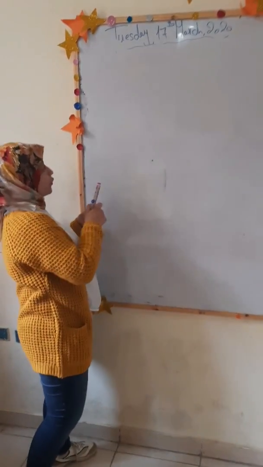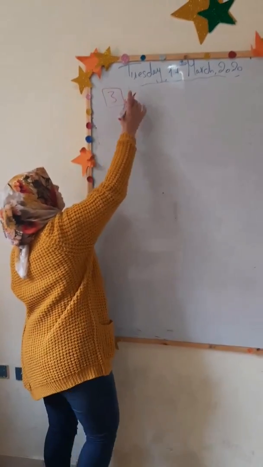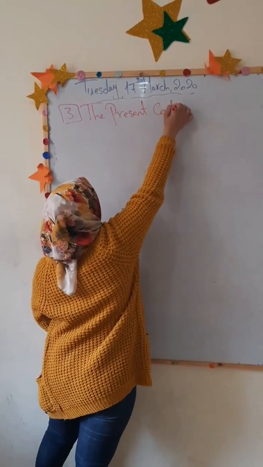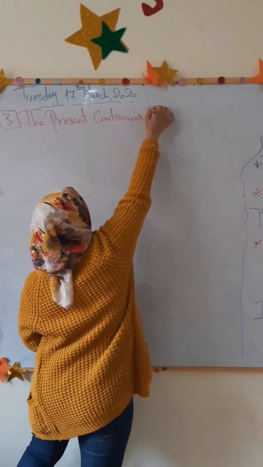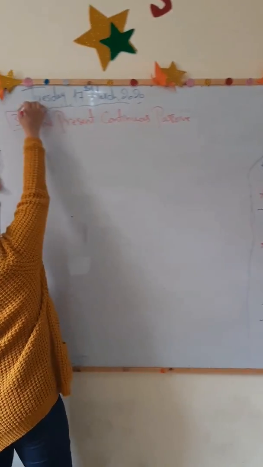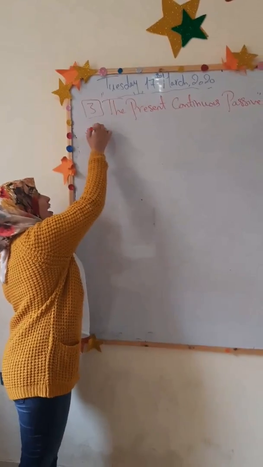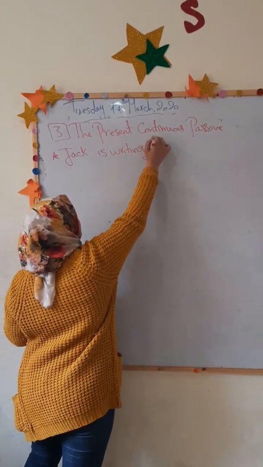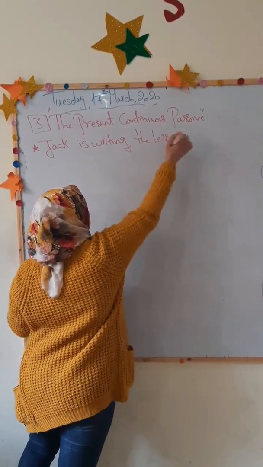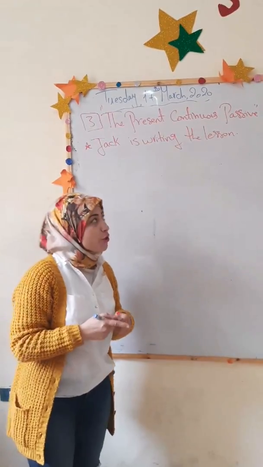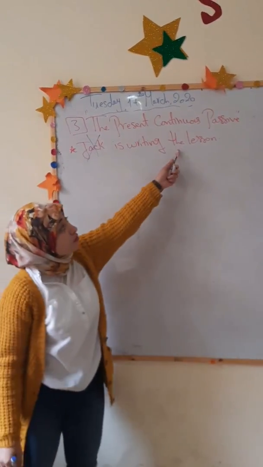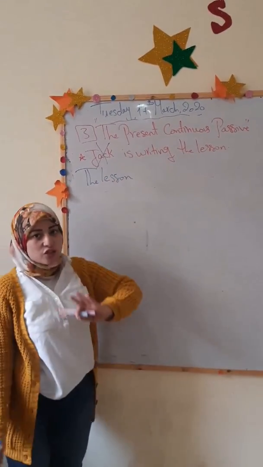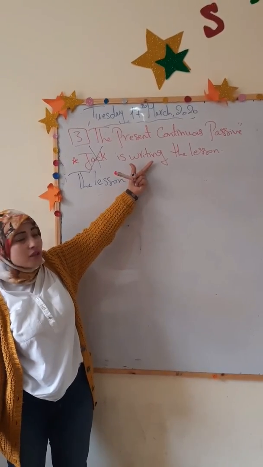Let's move to number 3 here. The present continuous passive. Okay? Again, if I give you a sentence like this, Jack is writing the lesson. So again, number one, cross the subject, start with the object, which is the lesson, and ask yourself which tense here: present continuous.